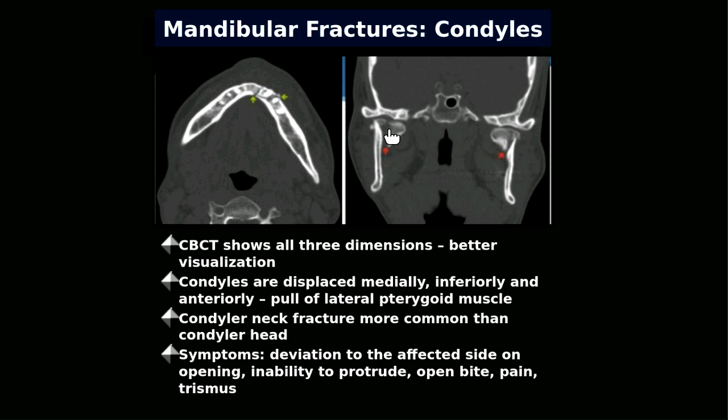Now this is important. Whenever you see a fracture in the condyle, it tends to move. The condylar head tends to move more towards the mesial direction because of the pulling of the lateral pterygoid muscle. Please remember, this is an exam question. So the condylar fracture goes more towards the mesial because of the pulling of the condyle portion towards the mesial side by the lateral pterygoid muscle.